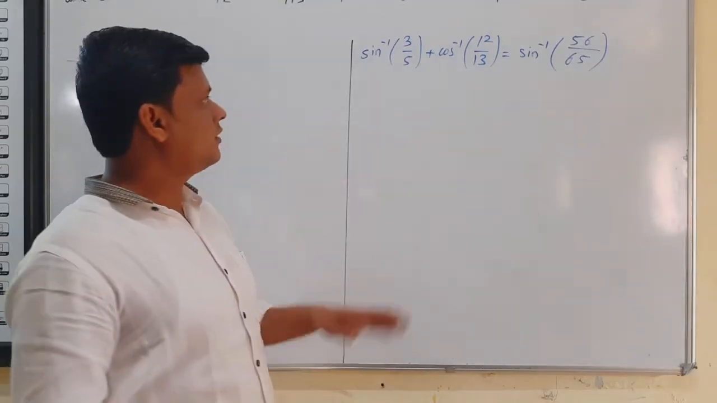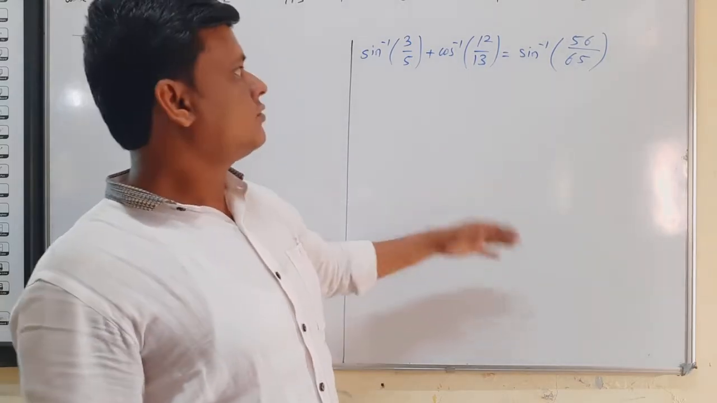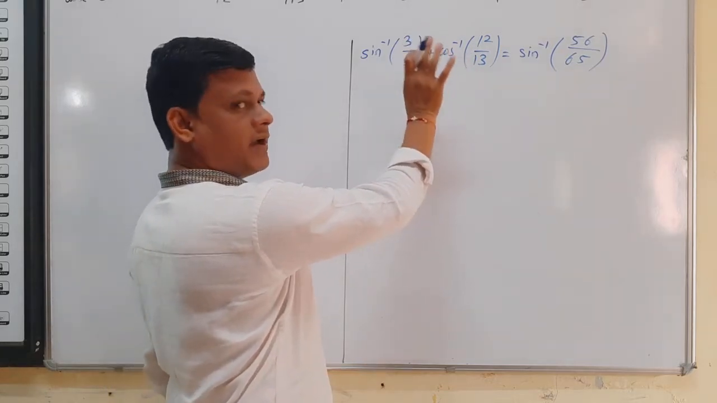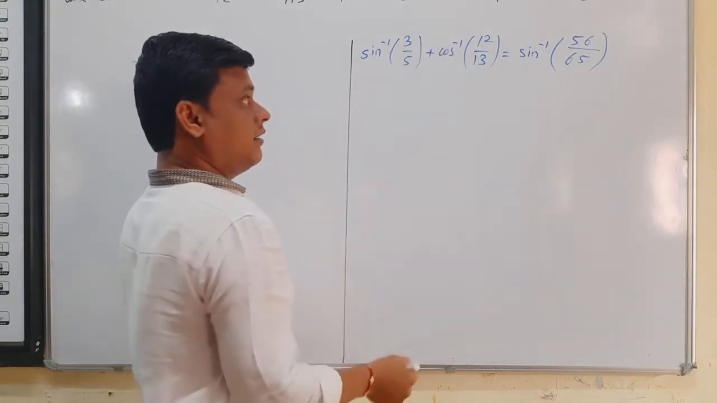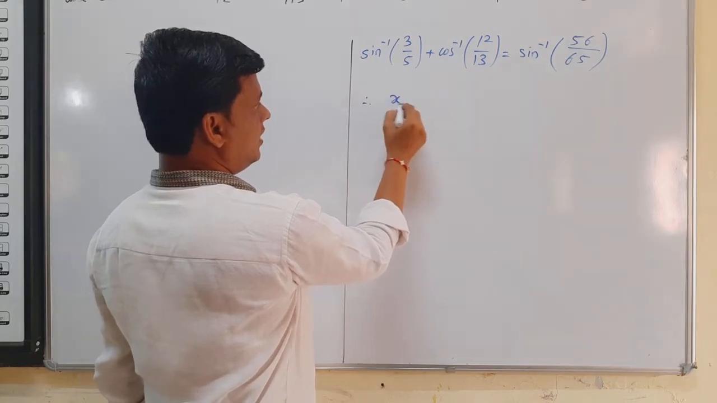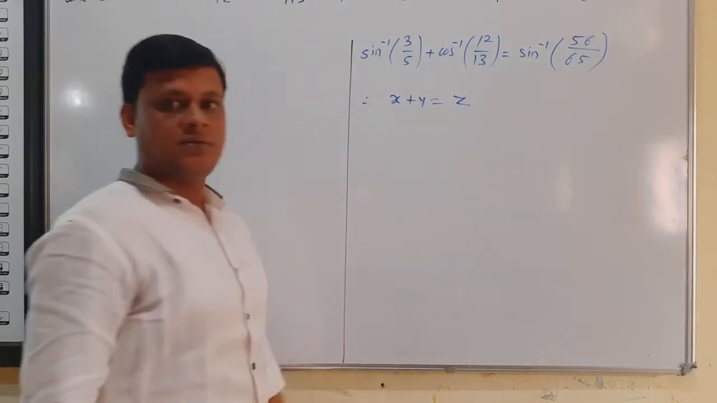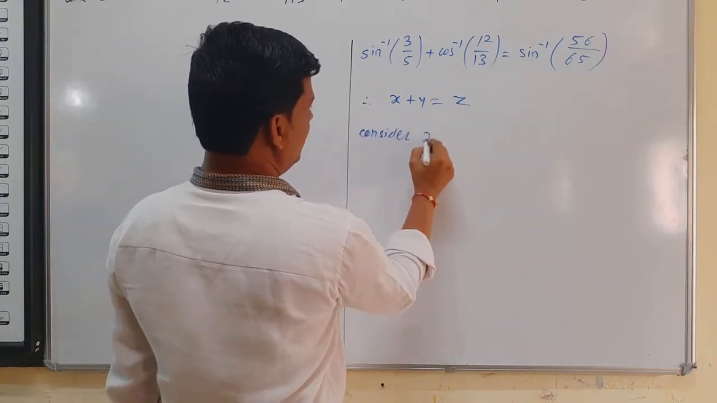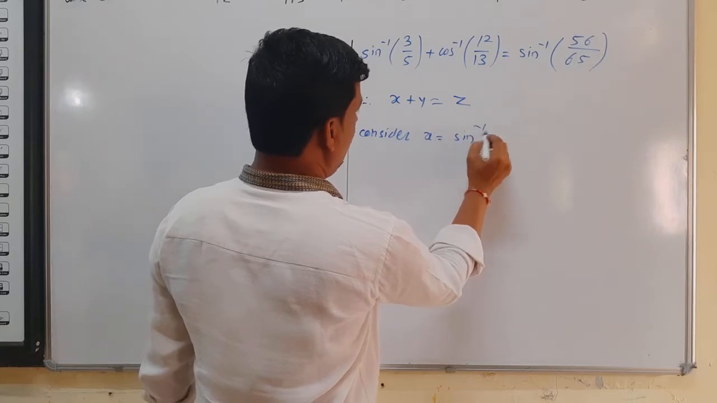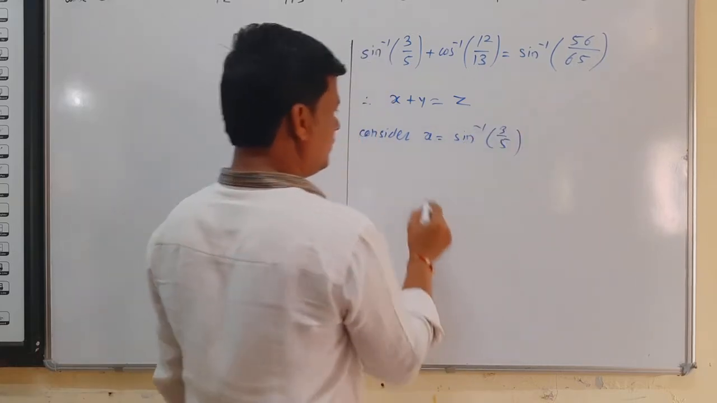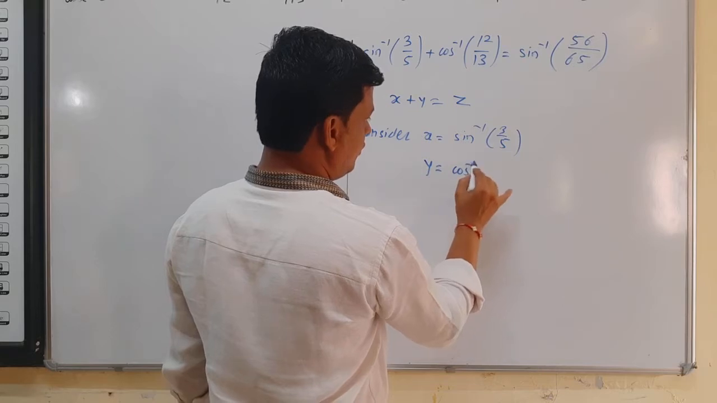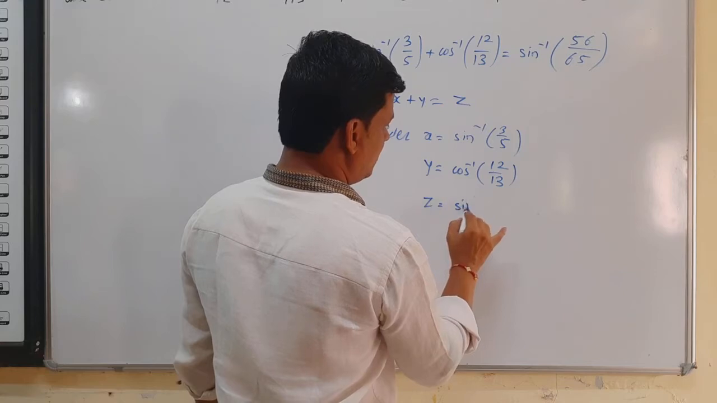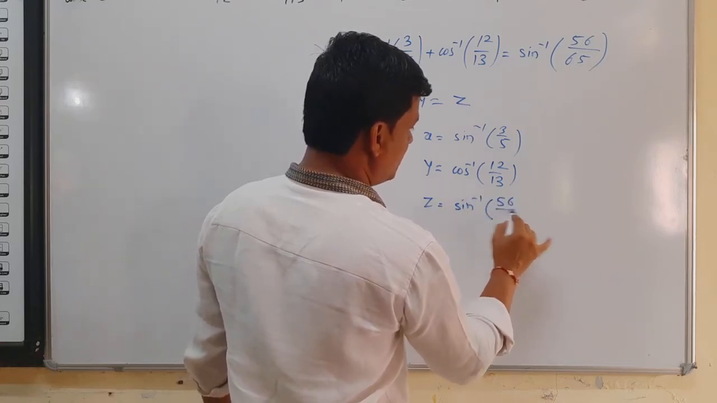Now we have to show this LHS equals RHS. So for each term we represent the first term by x, the second term by y and the third term by z. Therefore x plus y plus z. That means we consider x equals sin inverse of 3 by 5, y equals cos inverse of 12 by 13, and z equals sin inverse of 56 by 65.